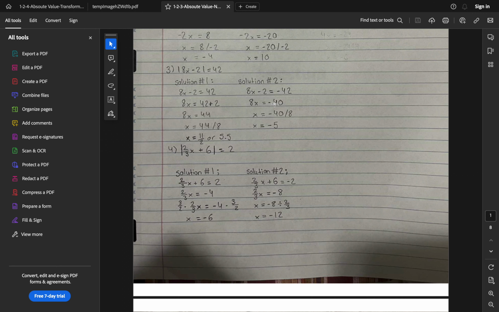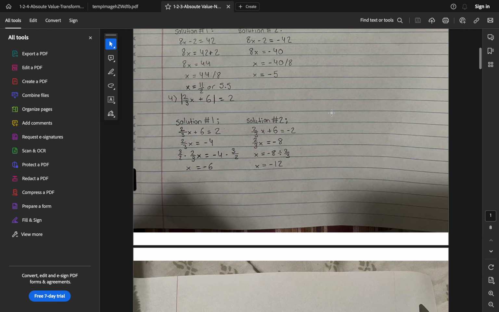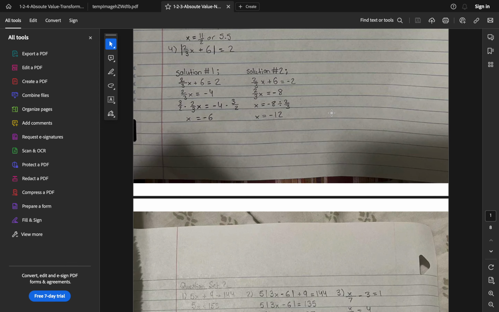All right, second solution, we have 8x minus 2 is equivalent to negative 42. We rearrange, so it becomes negative 42 plus 2, which becomes 8x is equivalent to negative 40. We isolate the x by dividing negative 40 by 8, and we get x is equal to negative 5. Question number 4. Absolute value of 2 over 3x plus 6 is equivalent to 2.